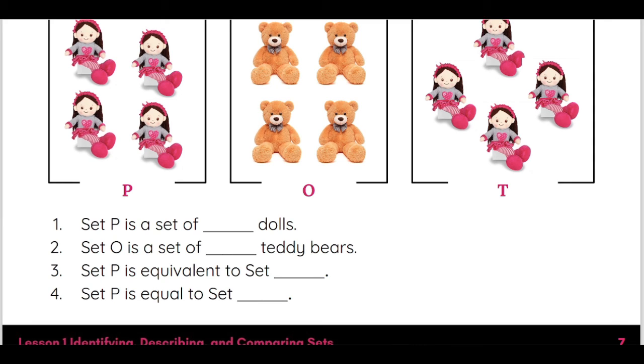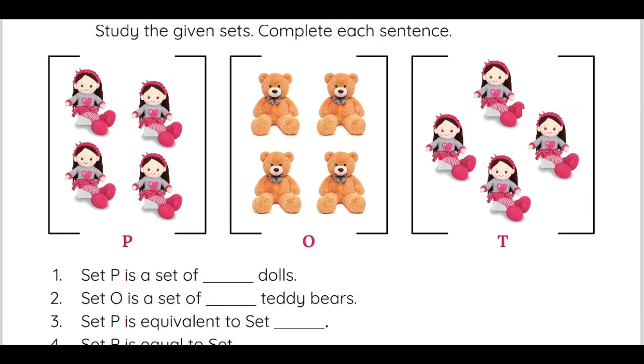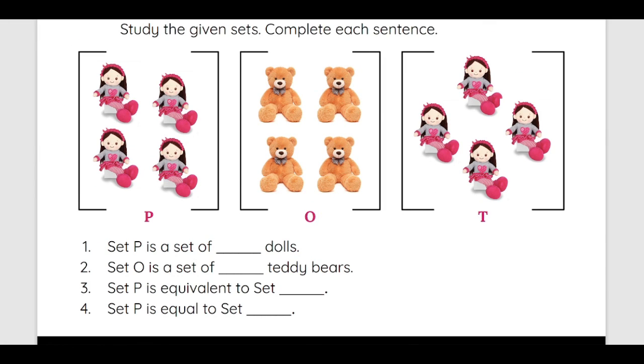Number 4, set P is equal to set what? Yes, set P is equal to set T because both of them have the same number of items and both of them are dolls. If you got all of them correct, then it means you understand our lesson for today's video.